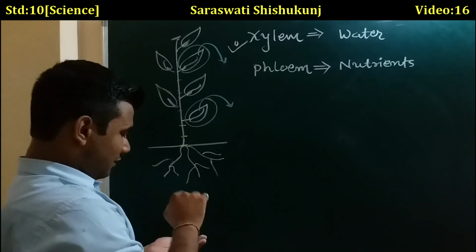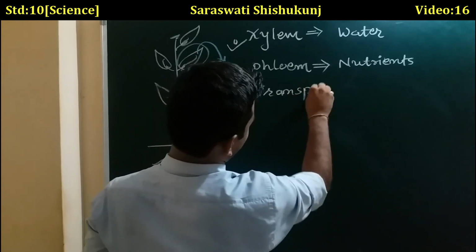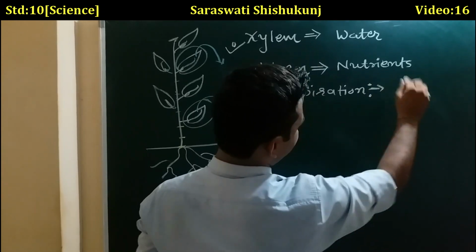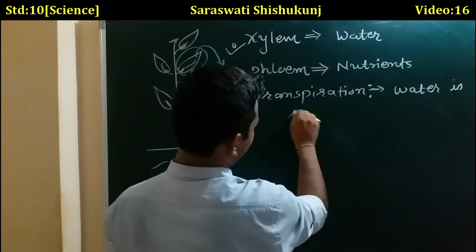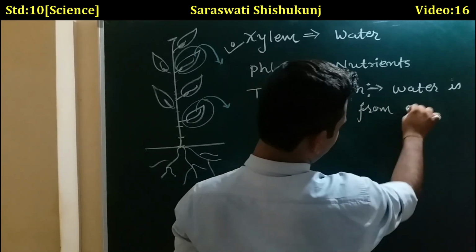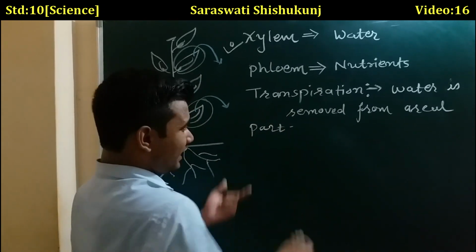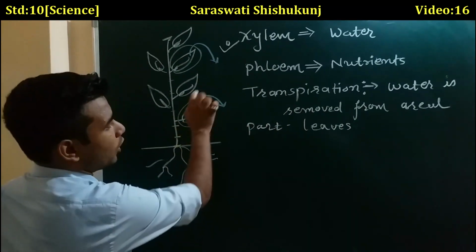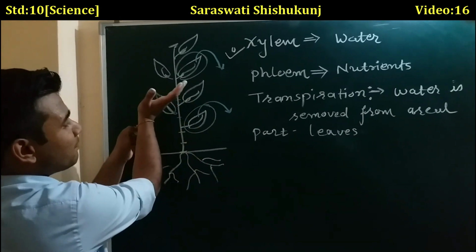So for that we will understand what transpiration is. Transpiration is a process in which water is removed from the aerial parts of plants, and generally we know these will be the leaves. So when water is removed by the leaves, it will create a transpirational pull on water.